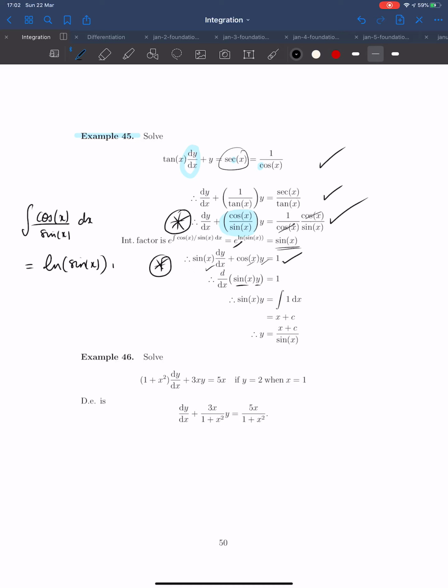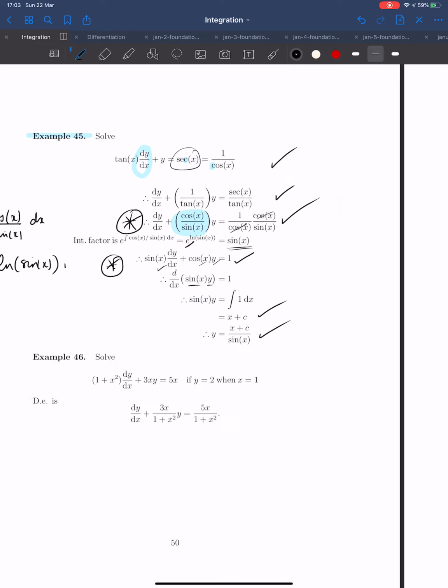Integrate both sides with respect to x. Sin x y is the integral of 1 dx, which is x plus c. And then we can rearrange to divide both sides by sin x. y equals x plus c over sin x. Number 46.